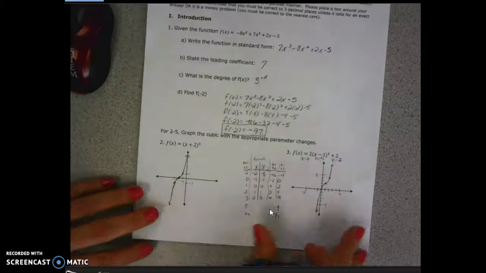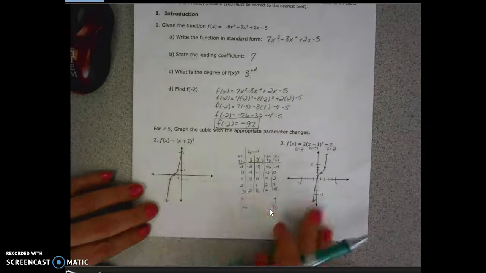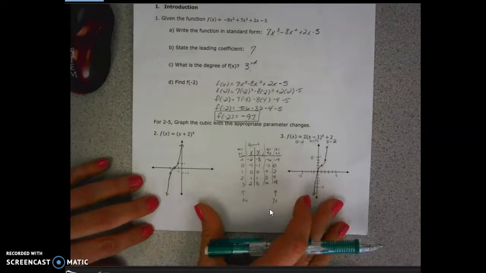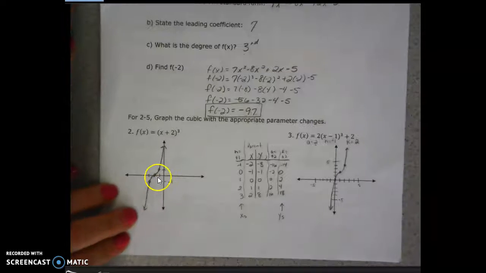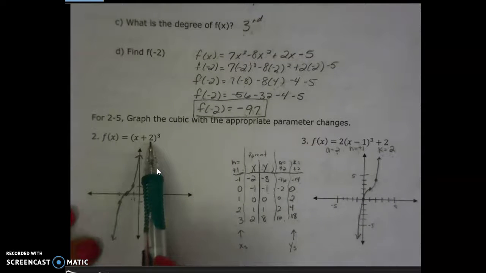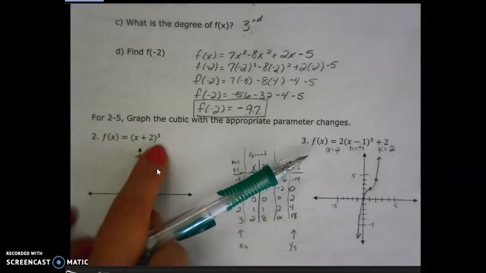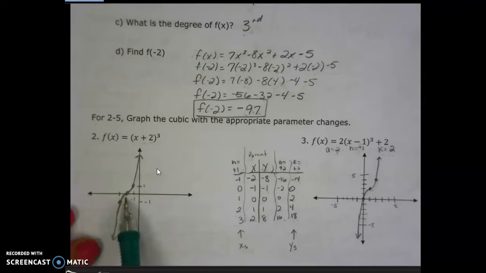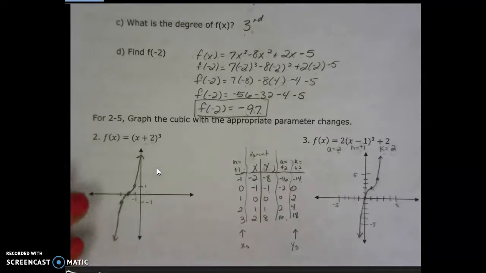Over here, and we might have to go over these again. I'm going to talk about them really quickly, but I didn't talk about them a lot in the notes either. These were graphing parameter changes on the parent cubic function. I did not do a table for number 2 because it's simply the parent function shifted to the left 2 units. Parent function left 2 units. You have to know what the parent cubic function looks like.